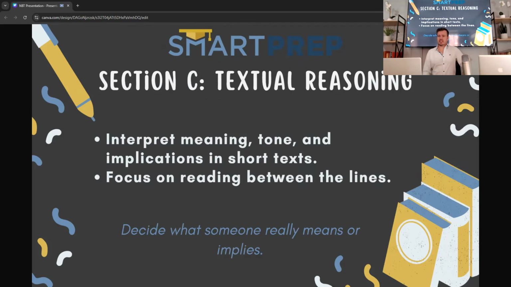Section C, textual reasoning. Interpret the meaning, tone and implications in short texts. Focus on reading between the lines. Okay, so what does that mean? It basically means, what is someone really saying? Like when you get a breakup text from a girlfriend or boyfriend and it says, it's not you, it's me. Okay, what do they really mean? They mean it's you, because I'm breaking up with you. So read between the lines. What is someone really saying?